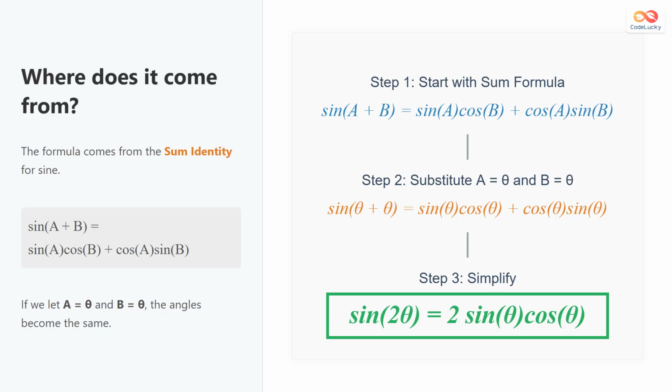Where does this formula come from? It is derived from the sum identity for sine. If we take the formula for sine of a plus b, and we simply replace both a and b with theta, the equation simplifies. Sine of theta plus theta becomes sine 2 theta on the left, and the right side combines to give us our formula.